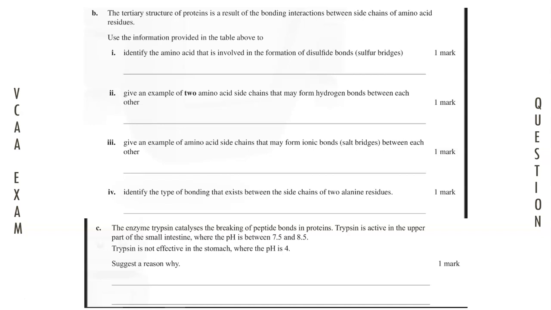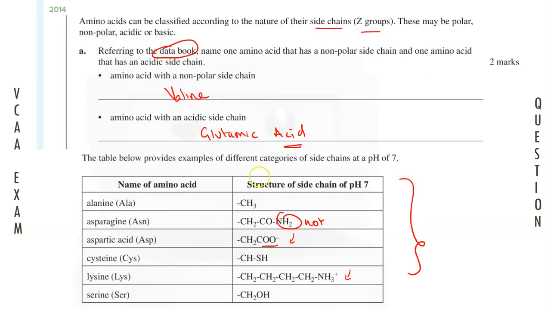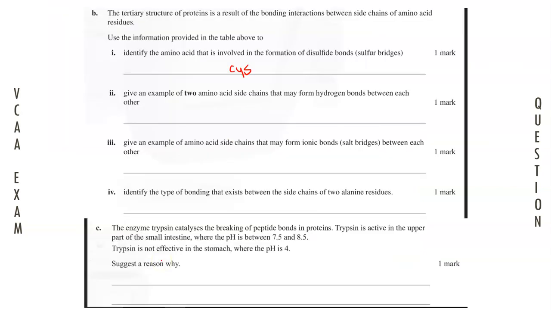Okay, moving on to the next question, it tells us that the tertiary structure of proteins is a result of the bonding interactions between side chains, just reminding us of that. Use the information provided in the table, where it showed us the different side chains, to identify an amino acid that is involved in the formation of disulfide bonds. This is easy. This one you should always remember. It is going to be cysteine. If we have a look here, it is listed as having the CH2SH group. So cysteine will be our amino acid that forms disulfide bonds, sulfur bridges, always 100% of the time.